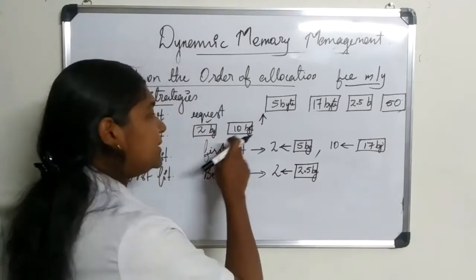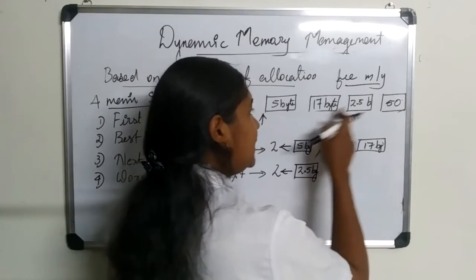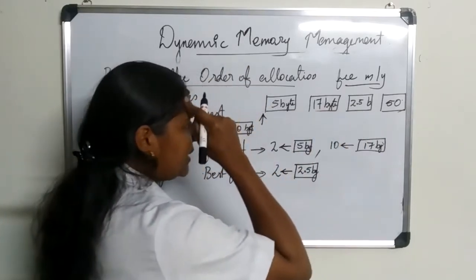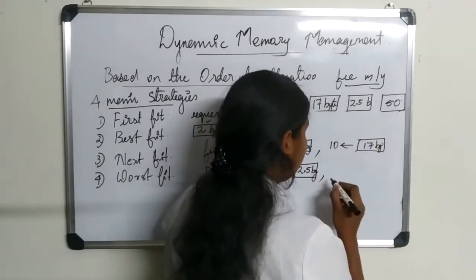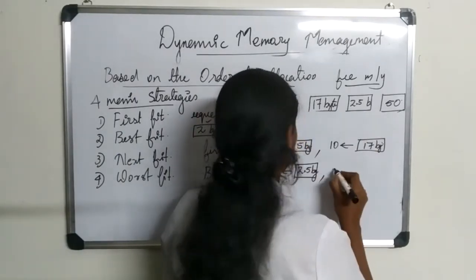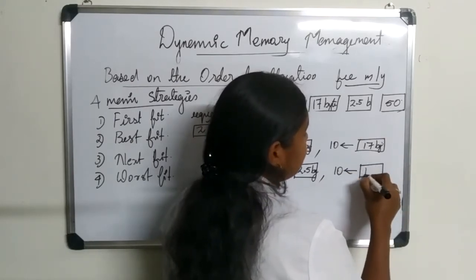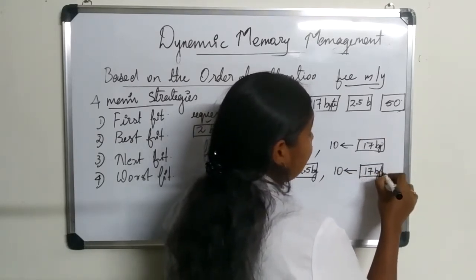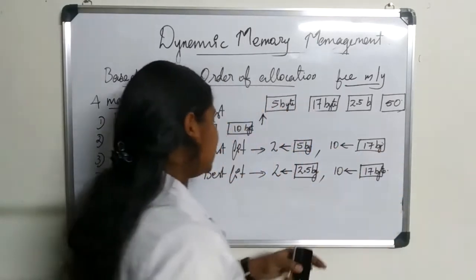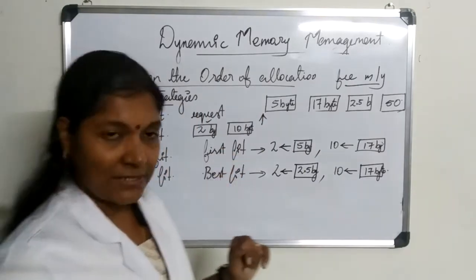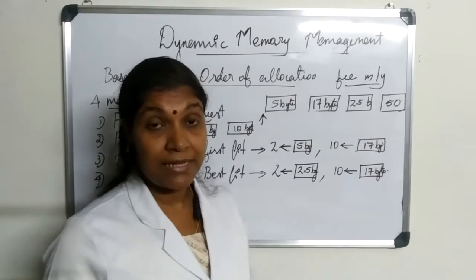The next is the 10 byte request. Again it will search all the locations, then it finds that the 17 byte block is the best suited to satisfy this request. So for 10 byte, again 17 bytes. Even though the 17 byte block is allocated for this 10 byte request in both first fit and best fit, that doesn't matter because the working of these two methods is really different.